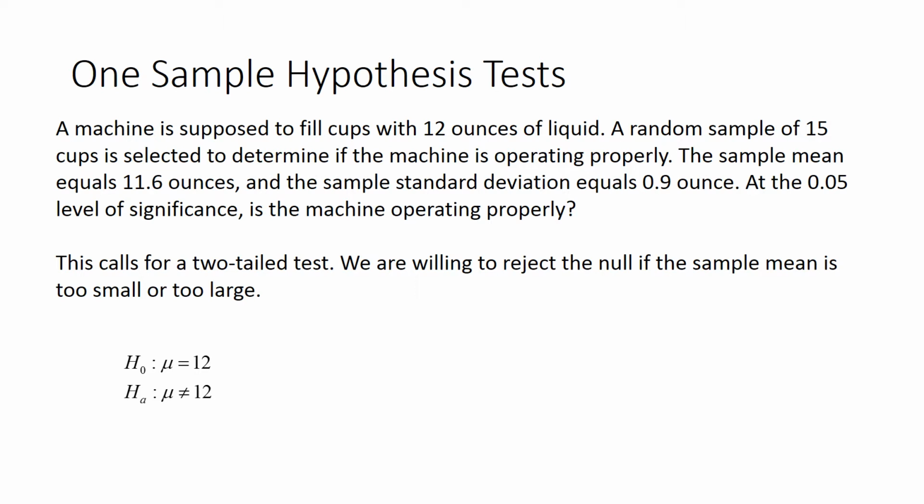Since we're trying to find out if the cups are being filled with too much or too little liquid, this calls for a two-tailed test, where we're willing to reject the null hypothesis if the sample mean is too small or too large. The null hypothesis is mu equals 12. By the way, you always put the equal sign in the null hypothesis and never put it in the alternate. The alternative hypothesis is mu is not equal to 12.